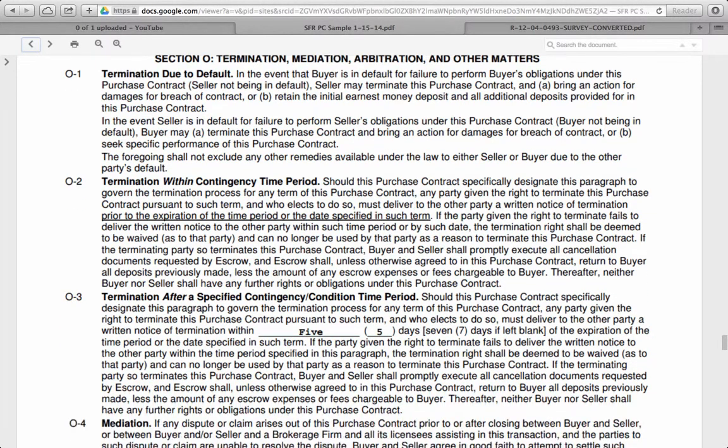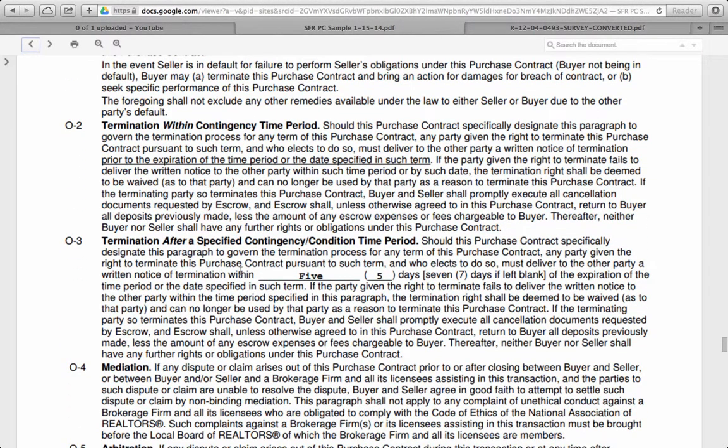So see how here it says 5 days. The seller would have 5 days after the failure of the buyer to provide verification has passed. So you would give him the period of time to do it, but if he doesn't do it within that time frame, you still have 5 more days to cancel after that period has passed. So that's a really good example for O3.